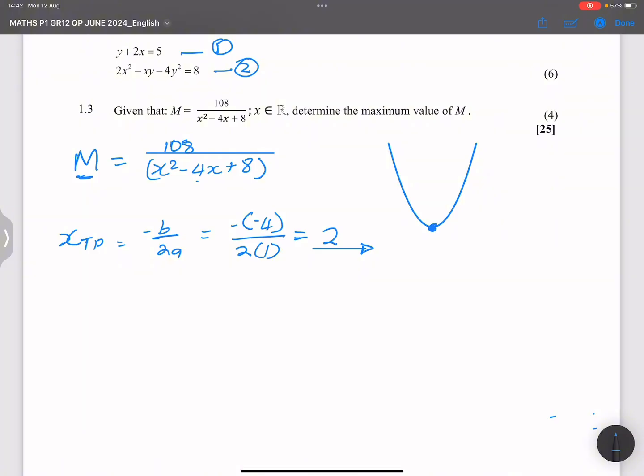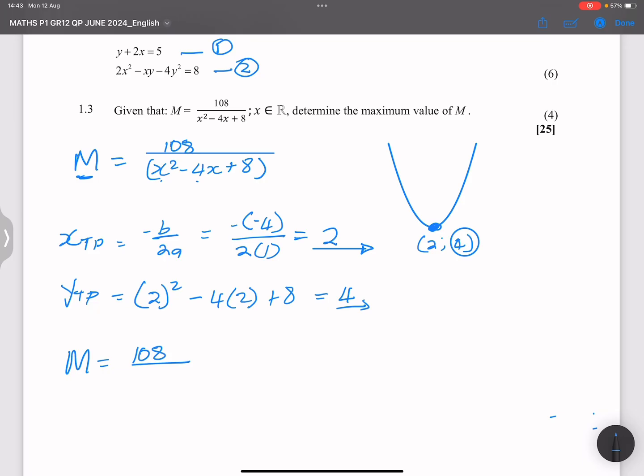But what would be the y value of the turning point? So all we do is substitute the x value into the equation. So that would be 2 squared. Where I see x, I put a 2 there. Minus 4 times 2 and plus 8. So we've got 4 minus 8 plus 8, which will actually give us 4. Which means the minimum value of this graph will be where x is equal to 2 and y is equal to 4. The minimum value is actually 4. So what would be the minimum value of m? M would be 108 divided by 4.